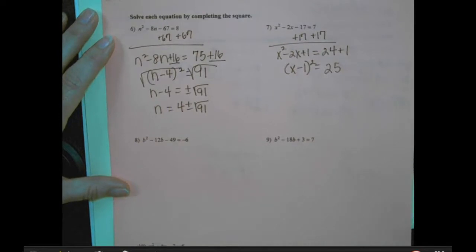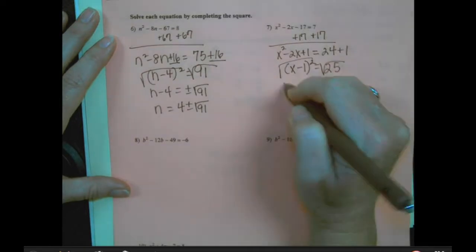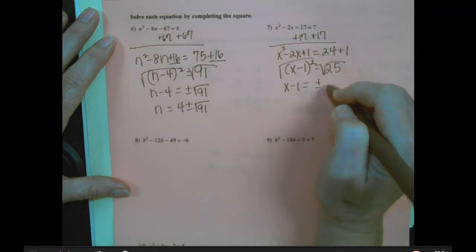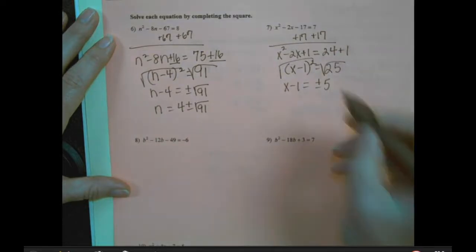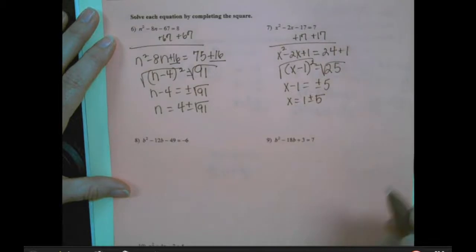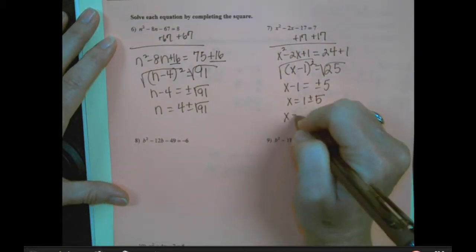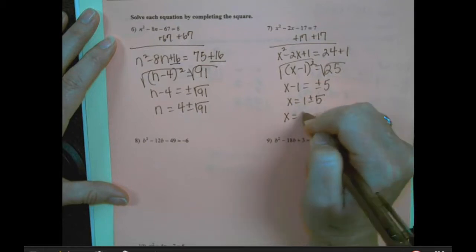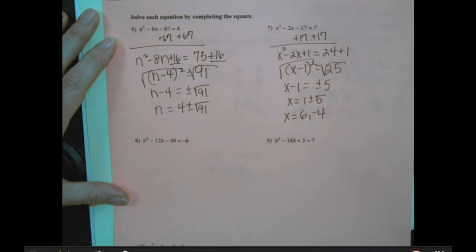So what do I do next? Take the square root on both sides. So 25 is 5, correct? And so when I add the 1, I put it in front always. And so then I actually get 2 answers. 1 plus 5 is 6, and 1 minus 5 is negative 4.